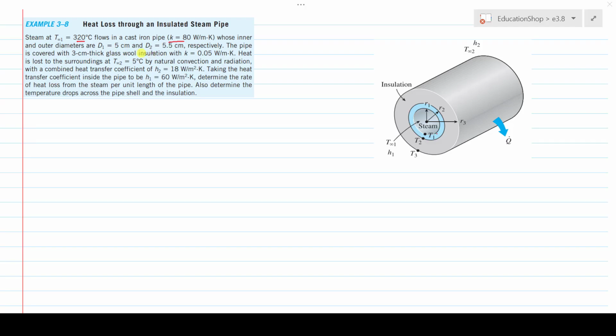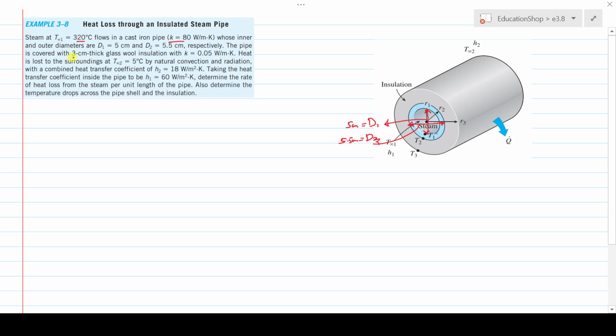Inner diameter of the pipe is D1. Let's say the inner diameter of the pipe, that is D1, and this is the outer diameter of the pipe, that is D2. D1 dimension is 5 cm and D2 dimension is 5.5 cm respectively.